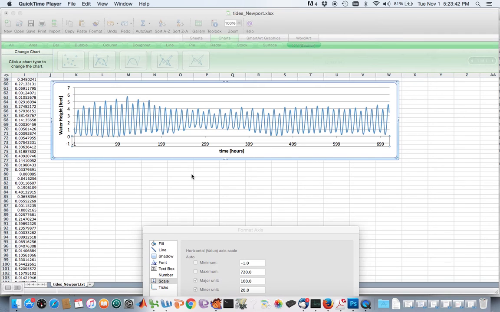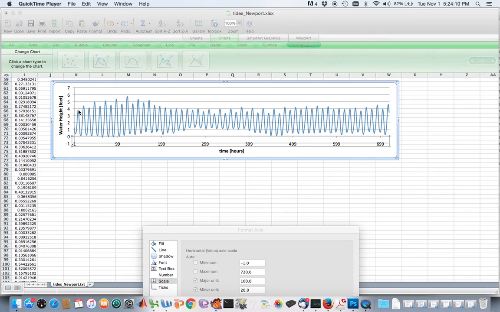Hello. Today we're going to look at tides recorded in Newport, Rhode Island during the month of June of 2016. So what we're looking at here is a graph of the water height, which is plotted on the y-axis in units of feet, versus time in hours during the month of June. So we have 720 hours in the month of June, and we can see the water height fluctuate.